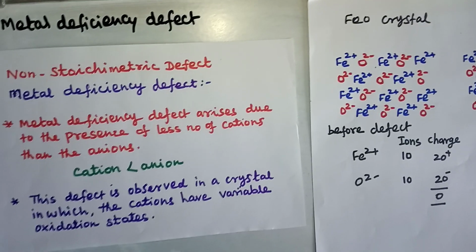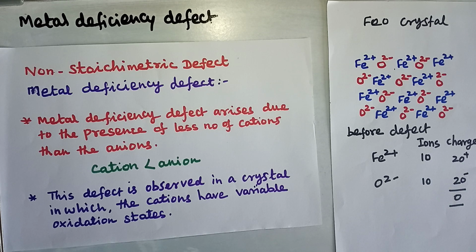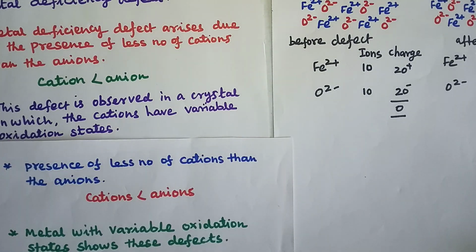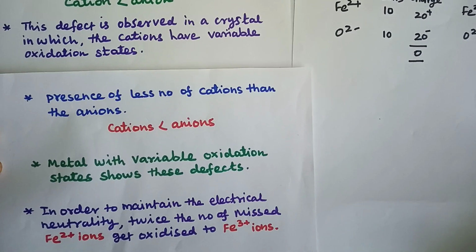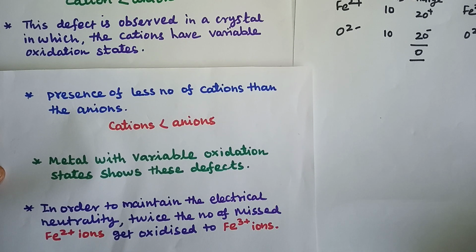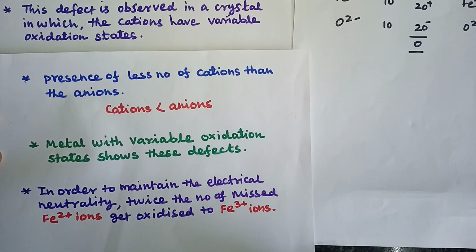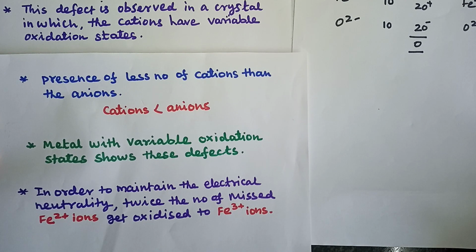So the metal deficiency defect arises due to the presence of a smaller number of cations than anions. This defect is observed in metals having variable oxidation states. In order to maintain electrical neutrality, twice the number of missing Fe2+ ions get oxidized to Fe3+ ions.